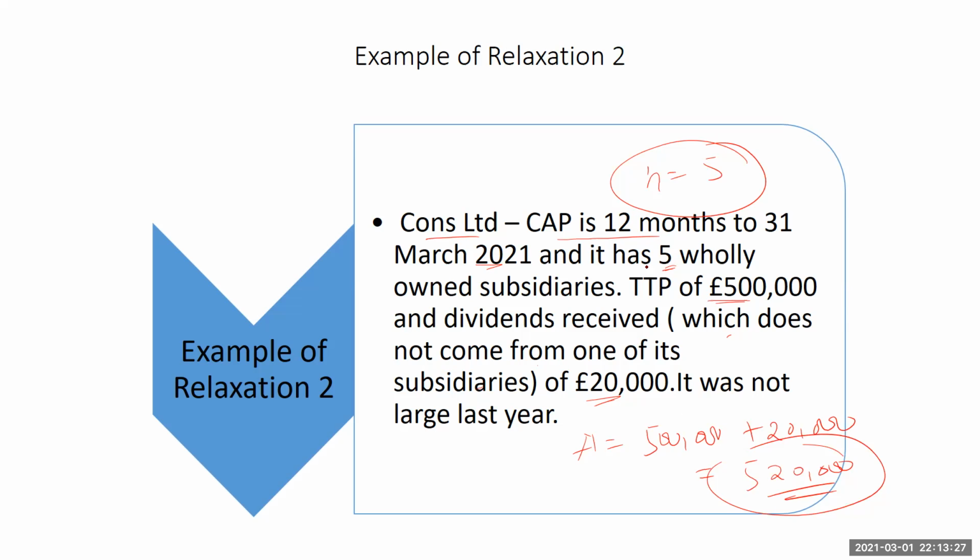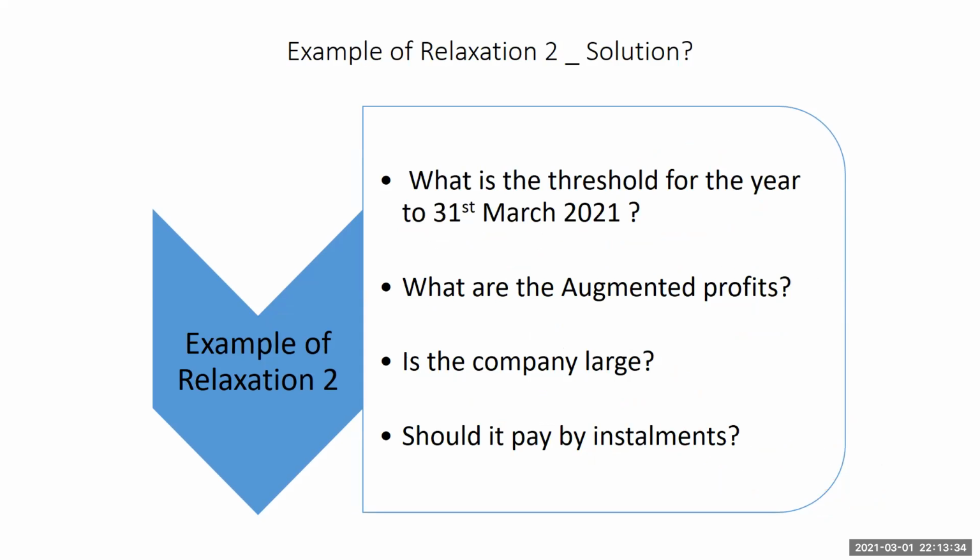All right. So at least keep the N of 5 and the augmented profits of 520,000. It was not large last year, it's large this year, okay. So let's proceed. What is the threshold? So let's find the threshold. What are the augmented profits? We found it there. We show the calculation, very easy. We'll revisit it. Is it large? We use the benchmarks to determine whether it is large. Should it pay by installments?